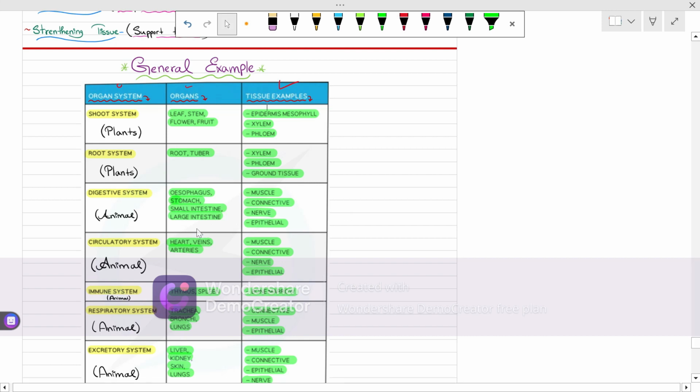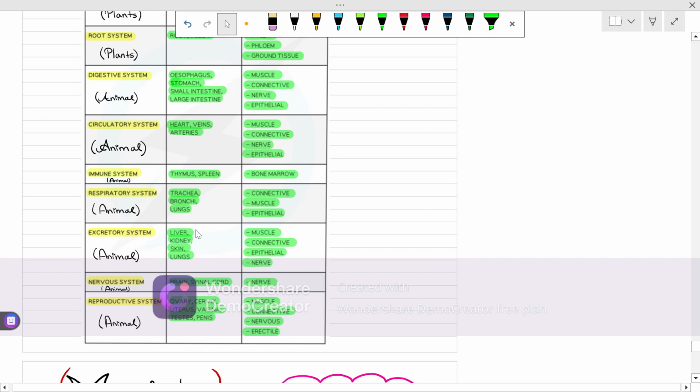The rest of these systems are all in mammals or animals. First one is the digestive system. Organs in the digestive system are esophagus, stomach, small intestine, and large intestine. Tissues in the digestive system are muscle tissue, connective tissue, nerve tissue, and epithelial tissue. In the circulatory system, we have heart, veins, and arteries. The tissues present are muscle tissue, connective tissue, nerve tissue, and epithelial tissue. In the immune system, we have thymus and spleen. Tissues present are bone marrow.